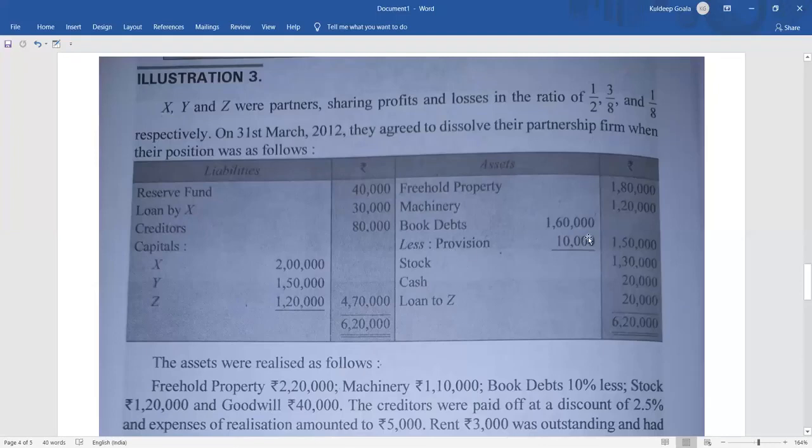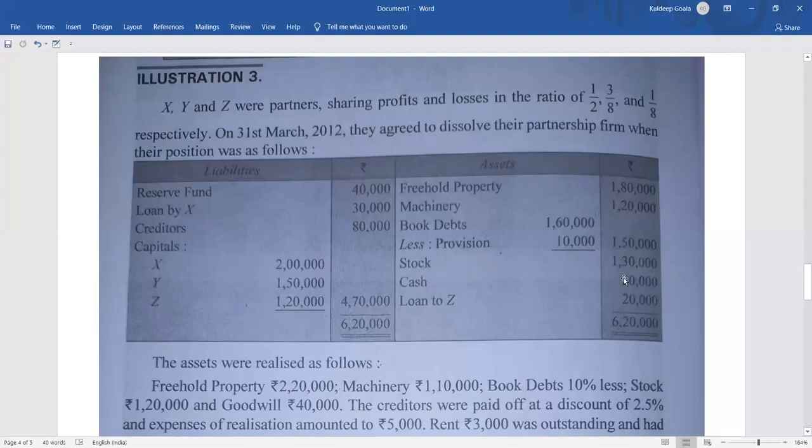So while transferring, as I have already told you, the book debt will be going at 1,60,000, and the provision will go separately along with the liabilities. Provision of 10,000 will be going separately with the liabilities. It is not a liability; it's a part of the profit that has been deducted in anticipation of the loss. So don't go for paying the provision. Okay, provision for doubtful debt will not be paid.